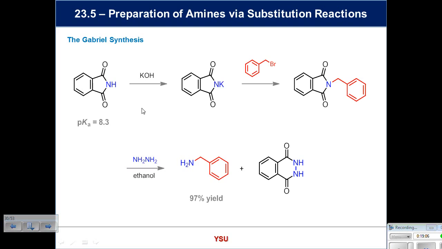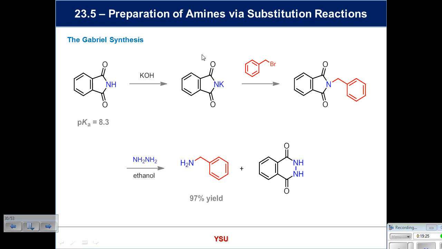Yep. You've got two flanking carbonyls, which are going to delocalize any negative charge. So this proton is considerably more acidic. Down there, the pKa is 8.3. That's a dramatic difference. Take this proton off, and you end up with this. Now, this is a salt, and the nitrogen is negative. So the nitrogen here is nucleophilic.